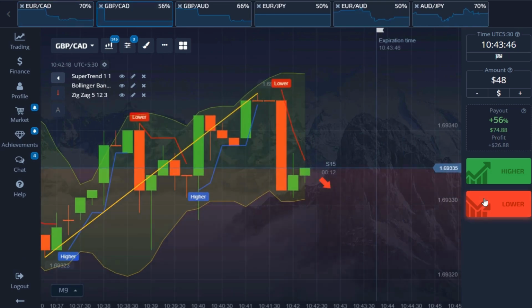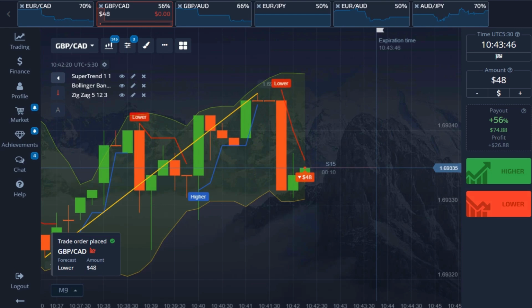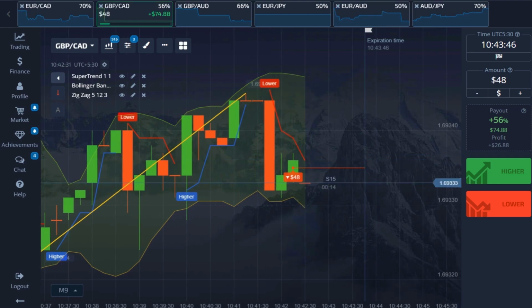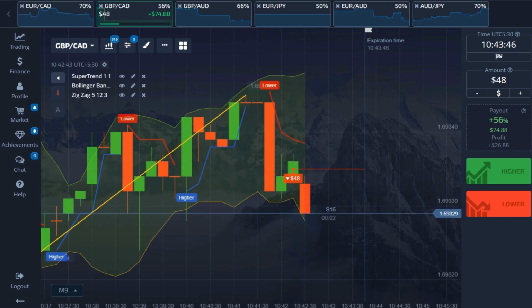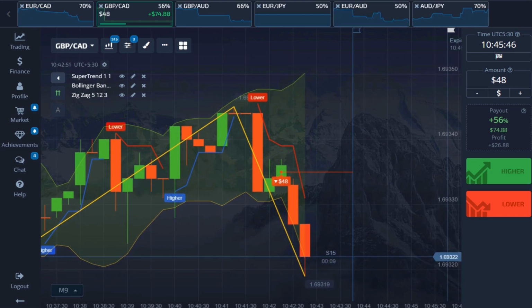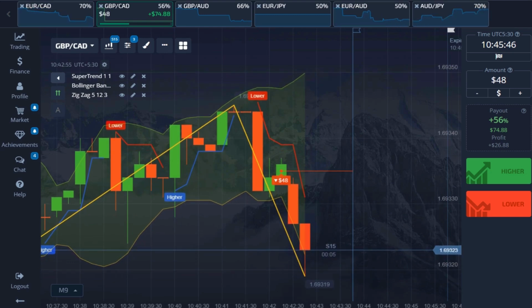This is a perfect sell trade setup based on our strategy. Let me break it down for you. The candle has touched the upper Bollinger Bands line. The Zig Zag indicator line is positioned above the candle, and we've received a sell signal from the Supertrend indicator. This is the perfect moment to enter a sell trade according to our rules.